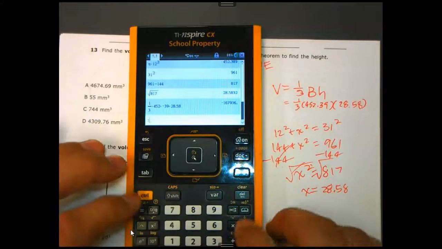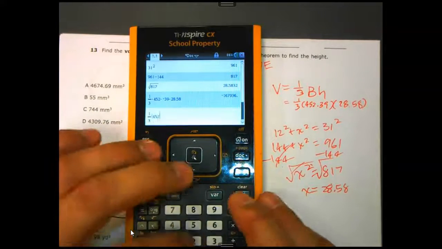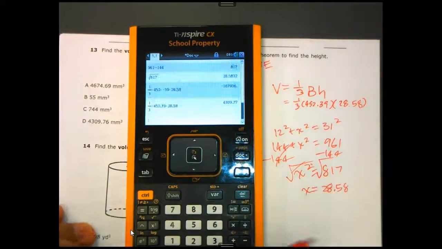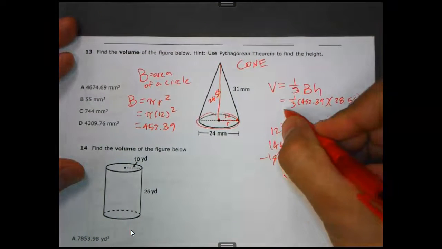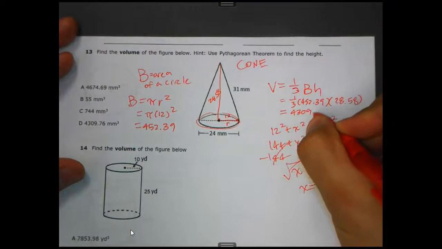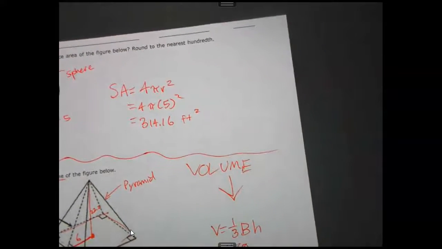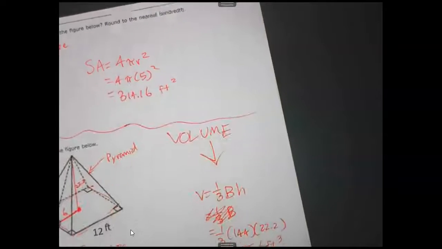Boy, that's not right. Okay. 4309.77. Cool. And we're talking about millimeters cubed, since volume is always cubed. All right. Oh, don't forget the cubes. All right. We just got a couple more.